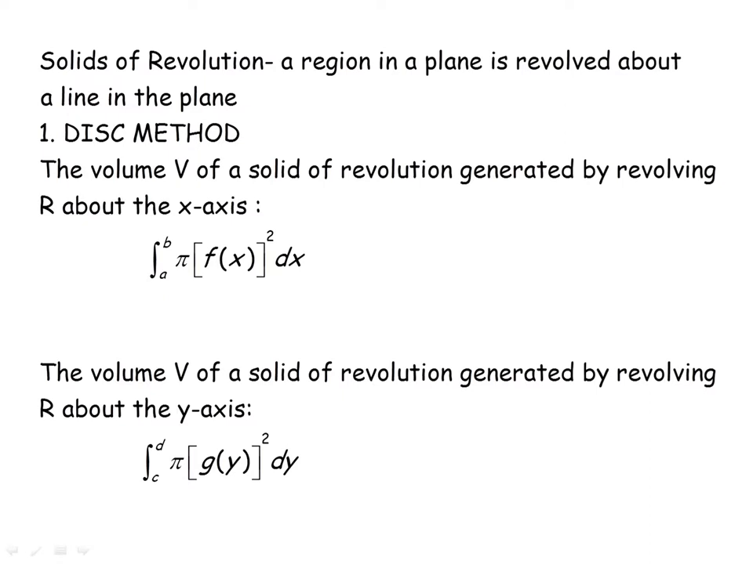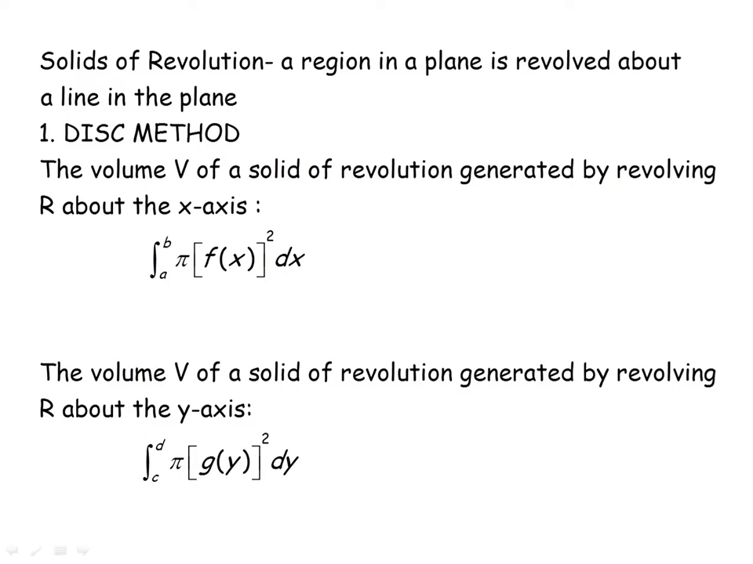Now, if I ask you to rotate this about the y-axis, you're going to have the y boundaries. Throw the pi in. Please don't forget that pi. Throw the pi in, and then you're going to have your function with respect to y, squared, dy. Okay? That is the DISC method. If you have a graph that will make a solid three-dimensional figure, you will use the DISC method. Okay?